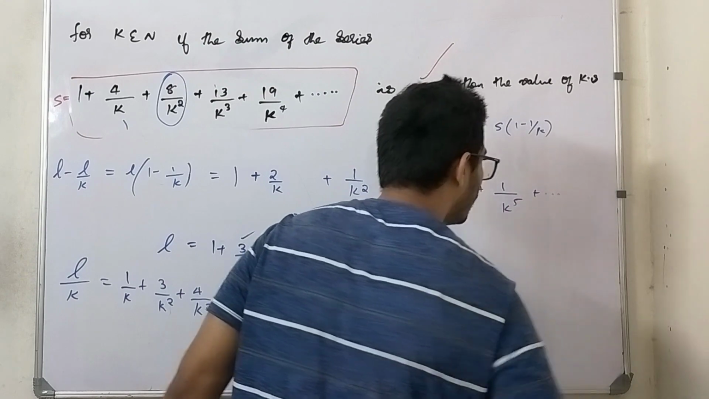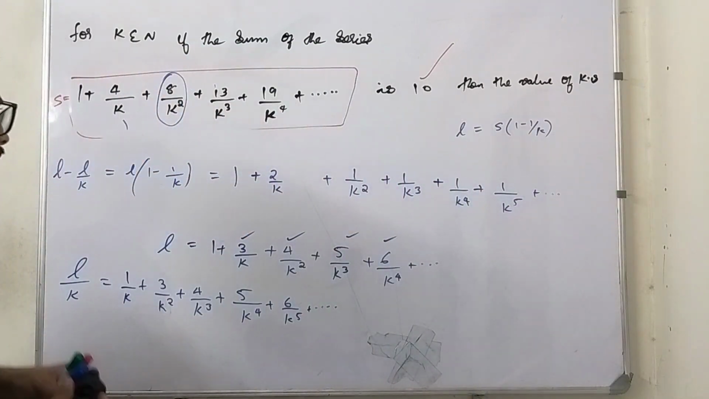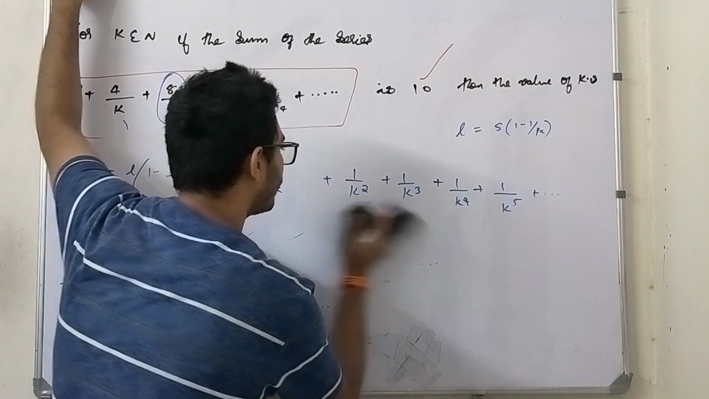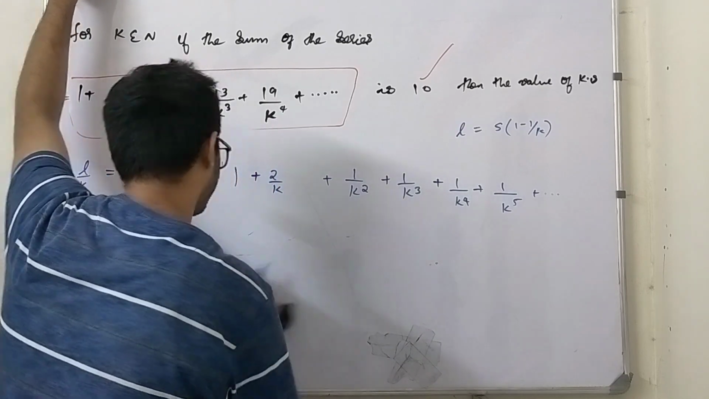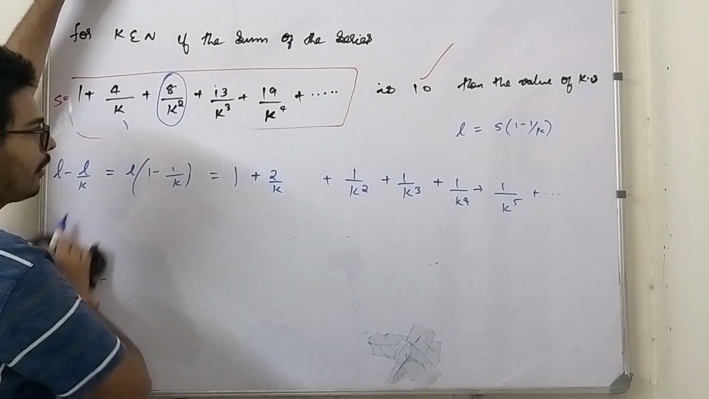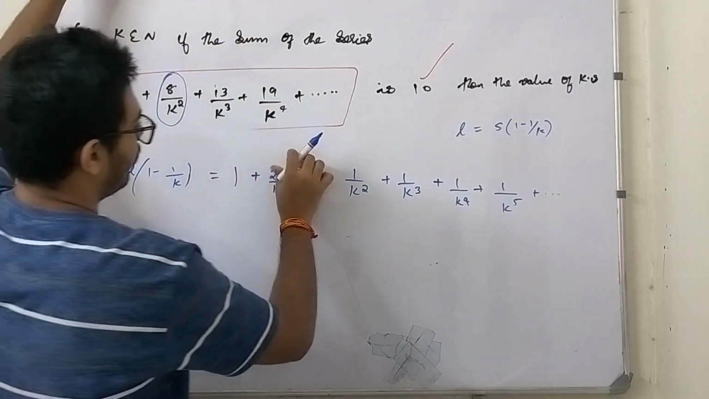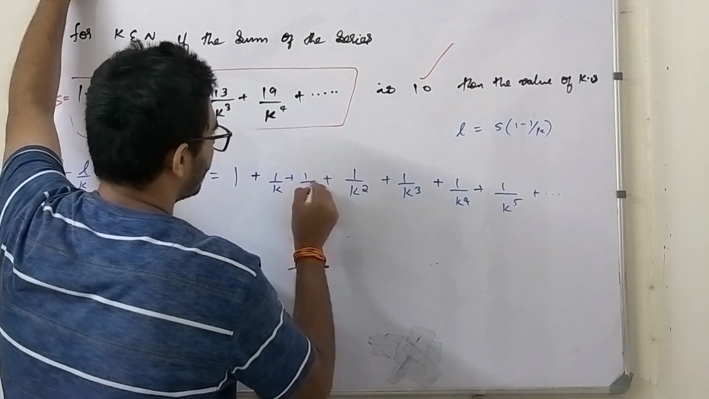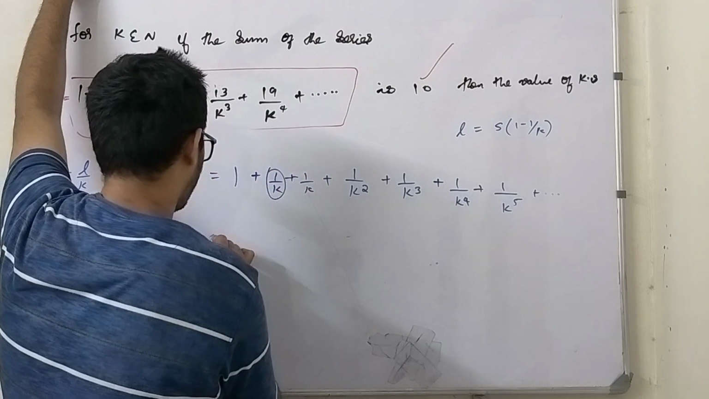It will be continuing till infinity. Now, what I am doing is I am splitting this 2 by k term. It will be 1 by k plus 1 by k. I am taking this 1 by k out.